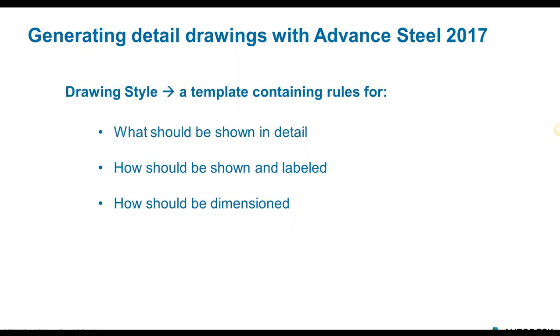In Advanced Steel, a detailed drawing is generated by applying a drawing style. A drawing style means a template containing the rules for what should be shown in the detail, how it should be shown and labeled, and how it should be dimensioned. So this is in fact what a drawing style is, a template.